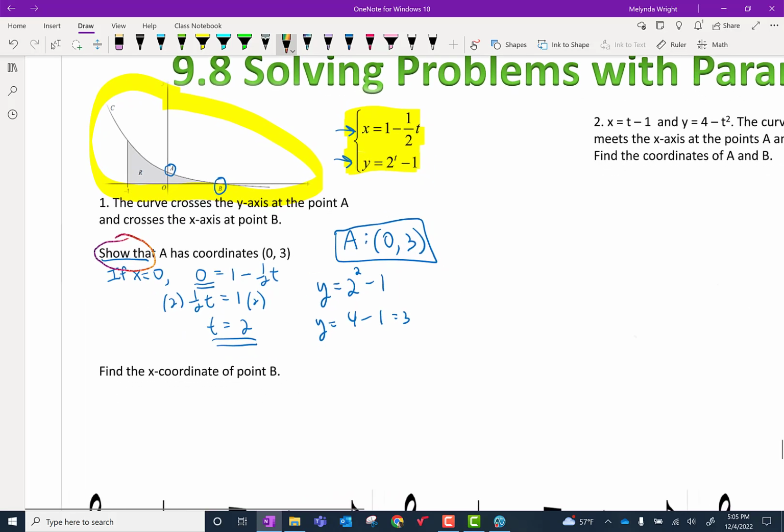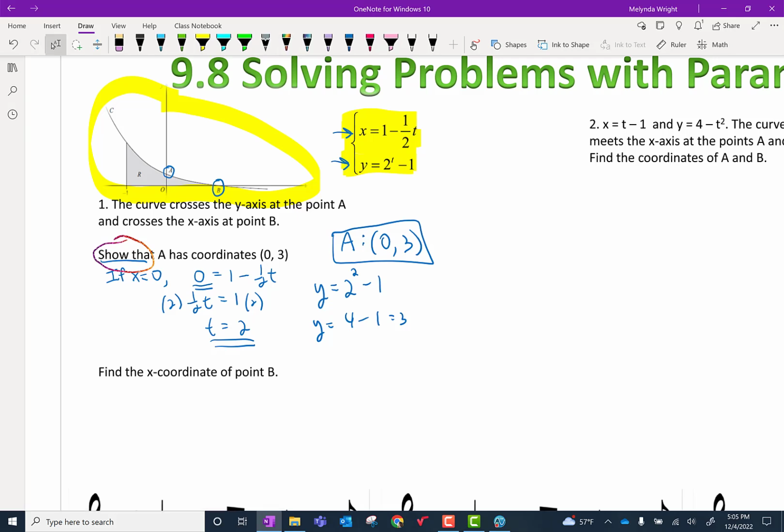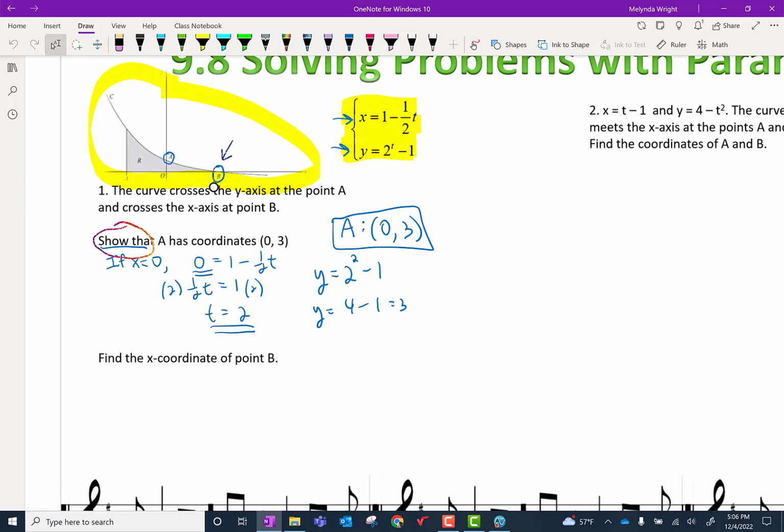Okay. The second part is asking us to find the x coordinate of point B. Well, okay, let's think through that. So point B is on the x-axis. What do we know about all points that lie on the x-axis? Yep, that's right. Their y value is 0.